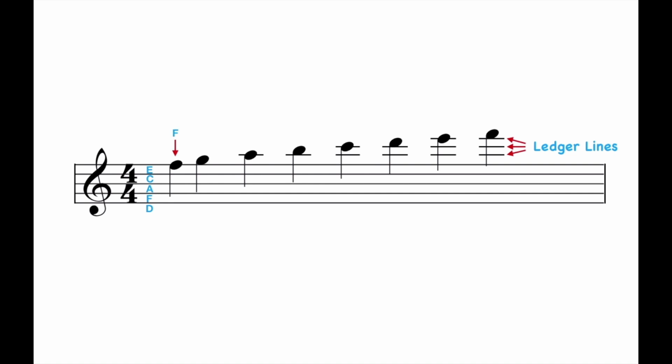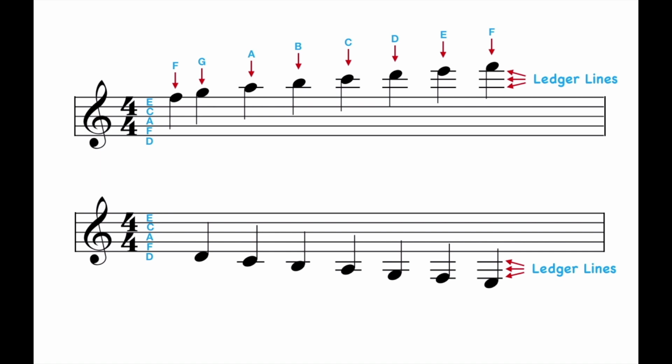So if we move up to the next available line, we have an F, we move up on our piano. If we move up another note, we get to a G in this space. And we just carry on going from there. So we can move up to the next line, it's an A. The next space is a B, and then a C, D, E, F, and so on.